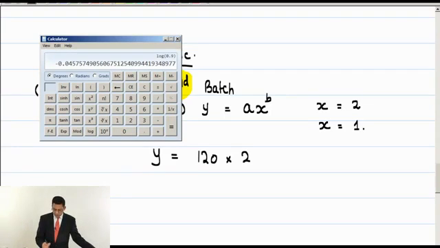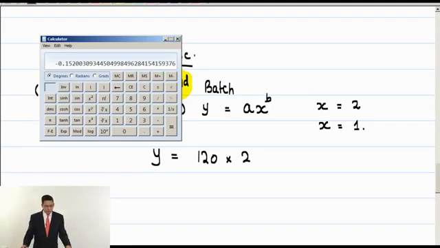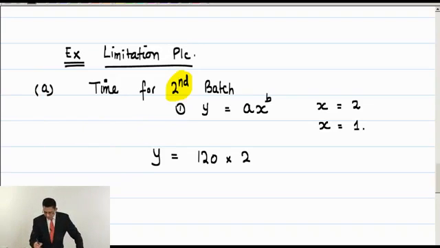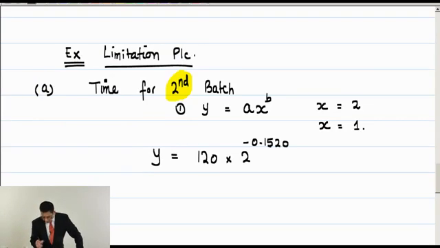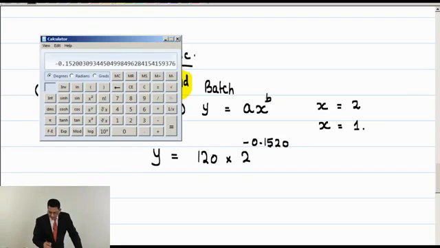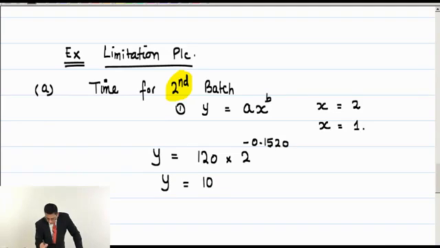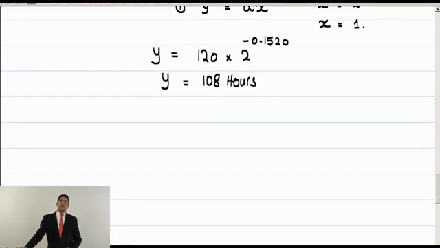0.9 divided by log 2, and that comes to, my calculator shows me 0.15200, so on. So I can consider this B is negative 0.1520, because there is another 0 afterwards, so I can just round off up to here. And now I get 0.1520 negative into 120, and I get y equals 108 hours. When 2 units were produced, average time per unit was 108 hours.